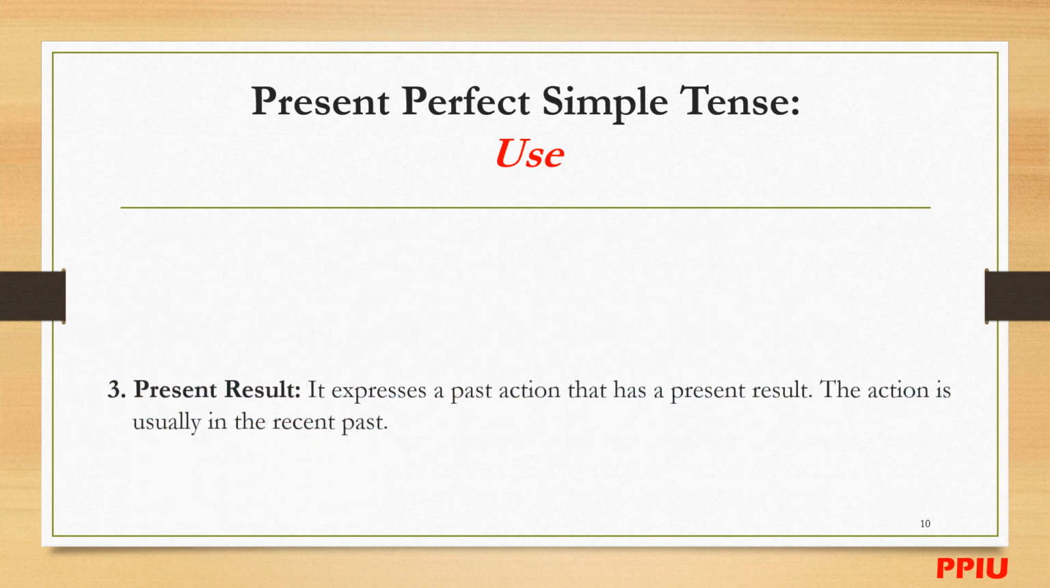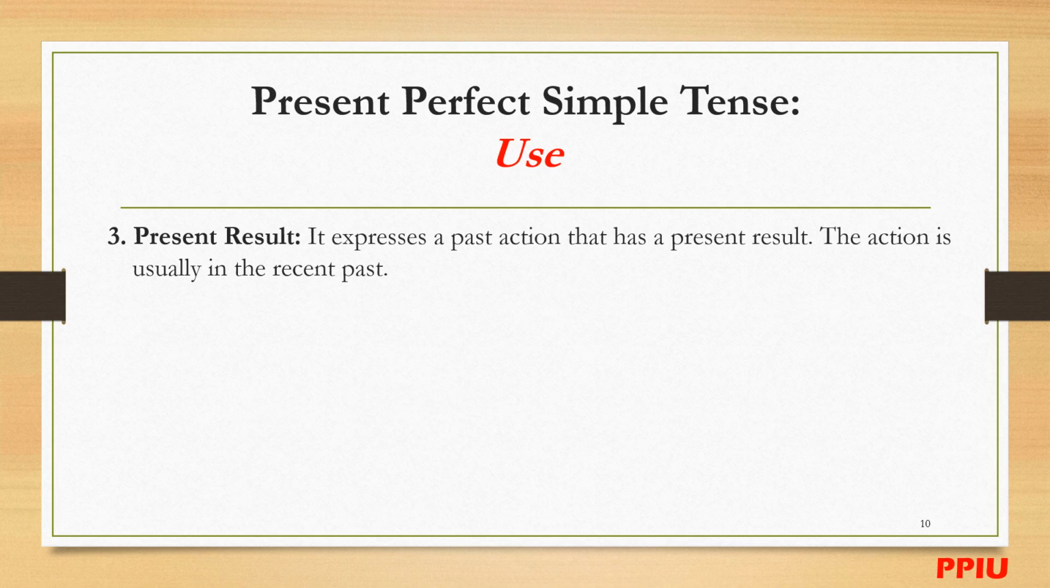To move to the third usage of this one, the present result. It expresses a past action that has a present result. The action is usually in the recent past. Let's go and see the examples.